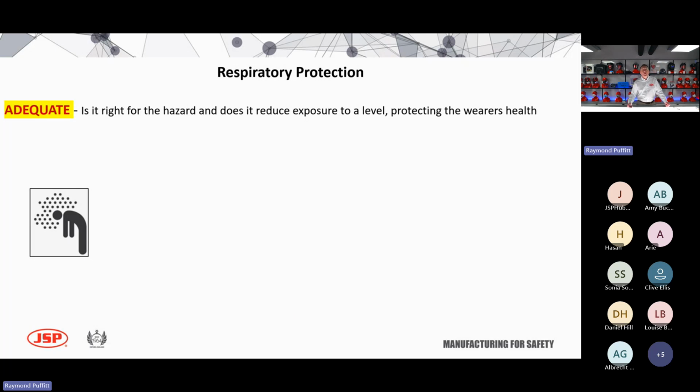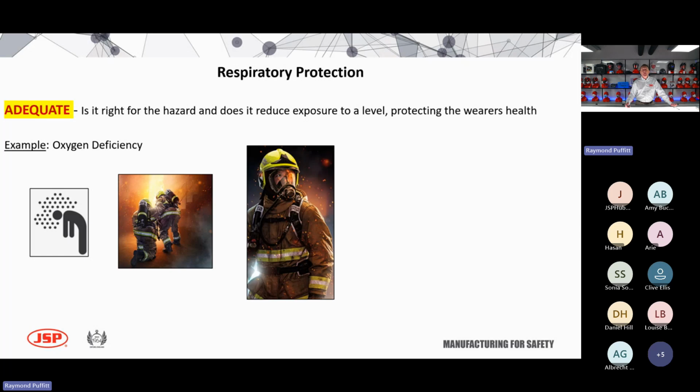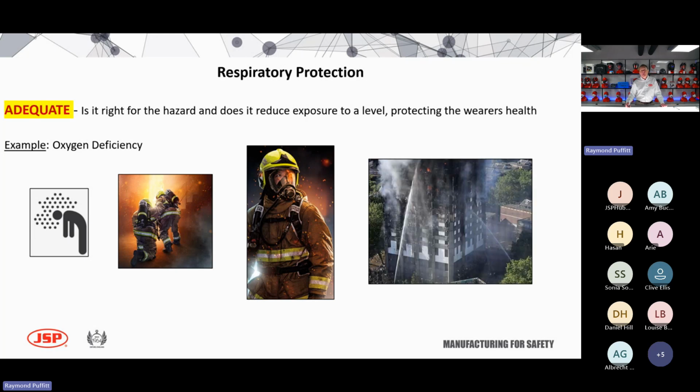So when we look at adequate, it must be right for the hazard and reduce exposure to protect the wearer's health. There could be an oxygen deficient environment, so we need to select and identify the right product. When it comes to firemen, they can't use a normal respirator that we see every day in the workplace for oxygen deficient environments, because they need specialist products that have been identified to sustain life. And that RPE, for this occasion where you've got a fire and an oxygen deficient environment, is possibly self-contained breathing apparatus. So they've done the adequacy when they've selected the correct fitting RPE.